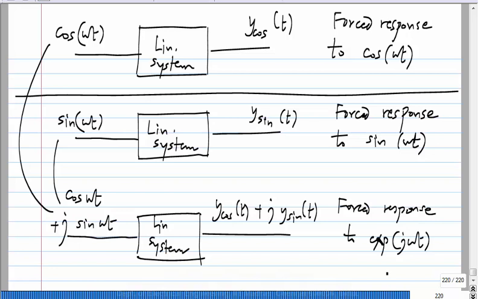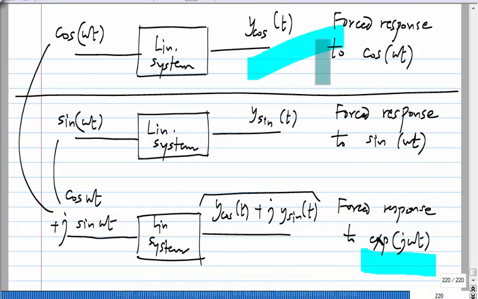So fine. Obviously, this in fact is easier than either of these, right? Because we've already solved for the force response of exponential st. So this one I can write more easily. Then what? That's not what I wanted, right? What I want is this. How do I get that?